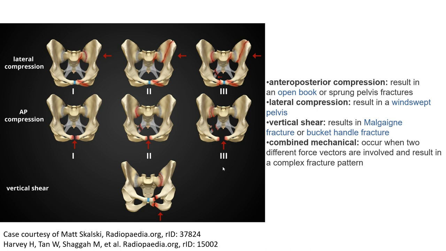A lateral compression fracture results in a windswept pelvis, and AP compression pelvic fracture results in an open book or wide pelvis fracture. And vertical shear results in a Malgaigne fracture or bucket handle fracture. And the last one is a combination of them, which occurs when two different force factors are involved and results in a complex fracture pattern.